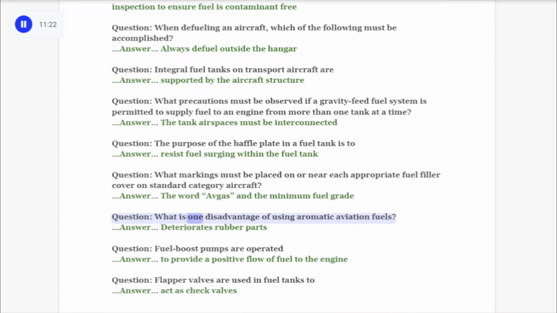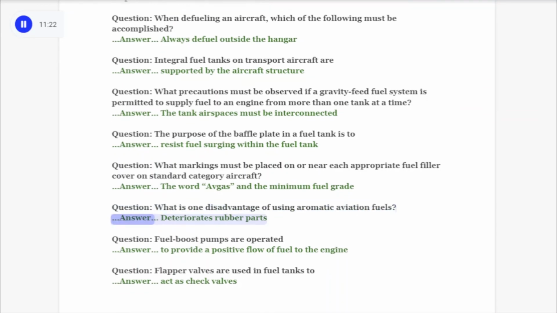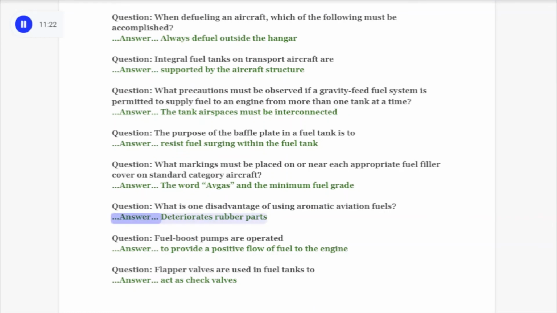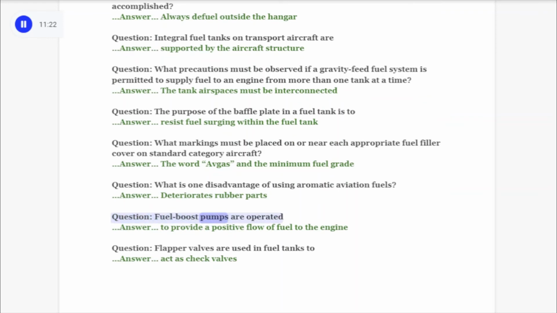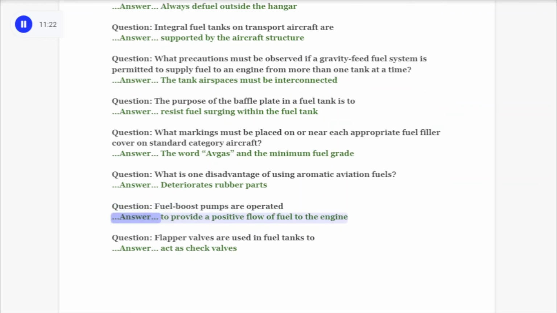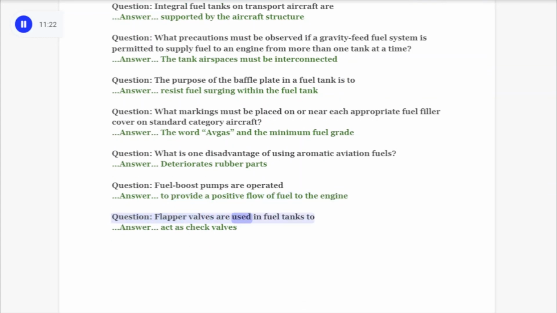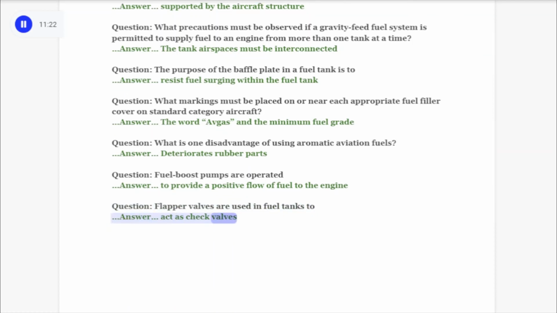Question: what is one disadvantage of using aromatic aviation fuels? Answer: deteriorates rubber parts. Question: fuel boost pumps are operated. Answer: to provide a positive flow of fuel to the engine. Question: flapper valves are used in fuel tanks to. Answer: act as check valves.